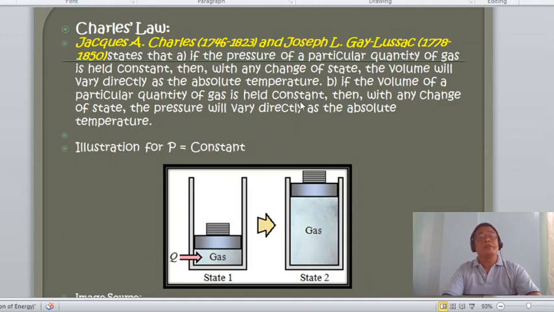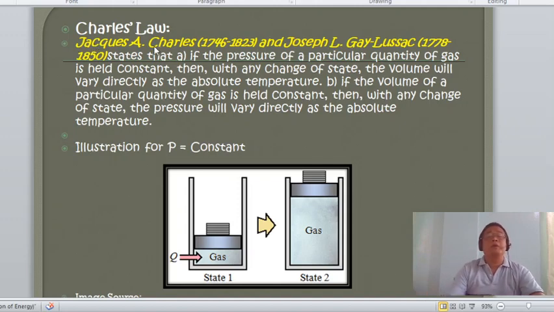So this law states that if the pressure of a particular quantity of gas is held constant, then with any change of state, from state 1 to state 2, the volume will vary directly as the absolute temperature. Okay, so take note of that. If the pressure is held constant, the volume will vary directly as the absolute temperature.